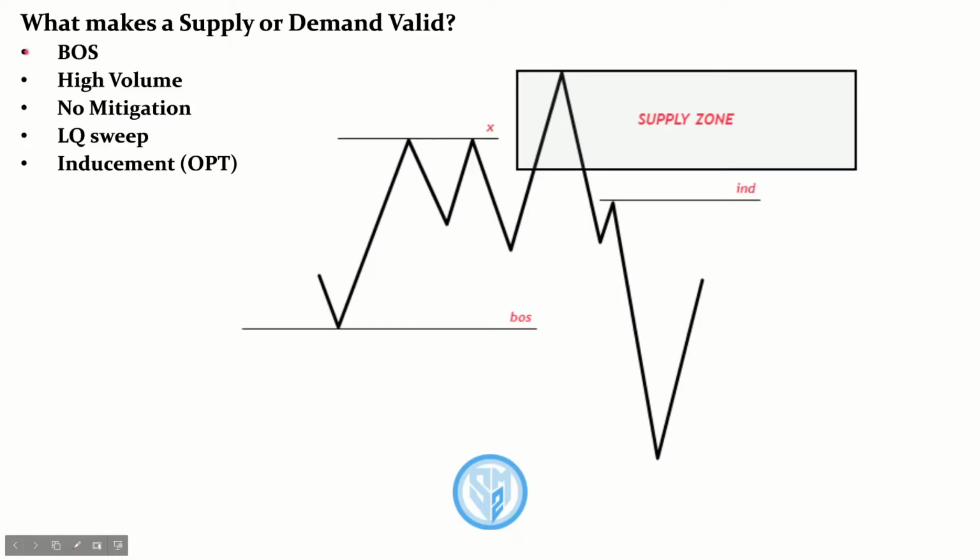So we have essentially 5 key rules that we need to follow for a supply zone or demand zone to be 100% valid, right? So the first thing, like I said, is break of structure. The second thing is high volume. And what do I mean by that? What I mean by high volume is that essentially where the supply zone is, the following couple of candles after it, or at least the candle directly after it, has to be a high volume candle.